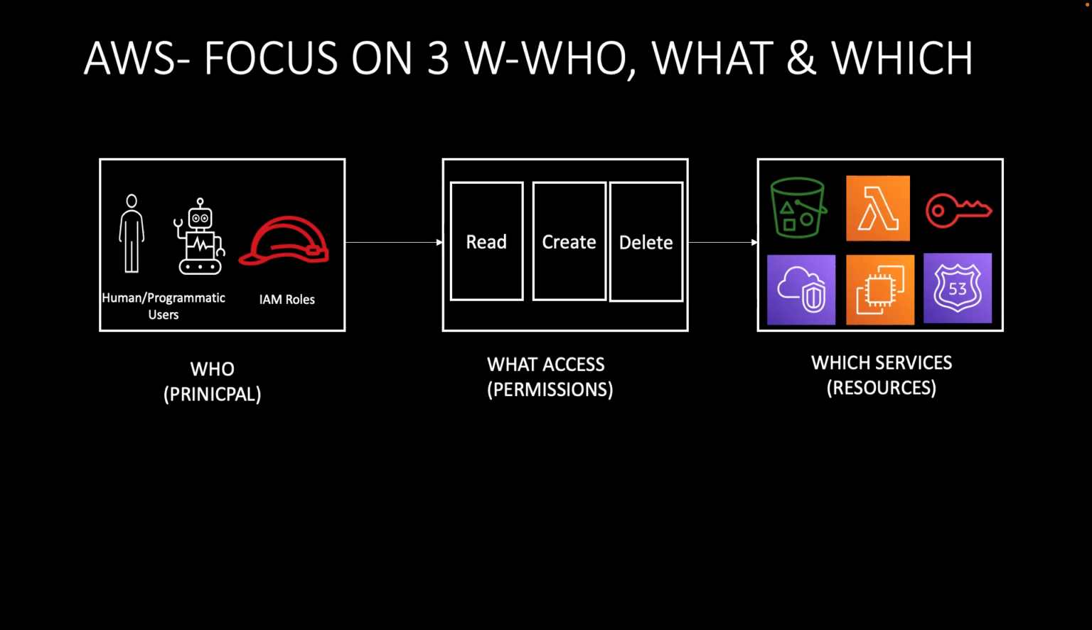What can be read, create, or delete permissions. As I mentioned earlier, AWS has more than 230 services, so you can define what services any AWS entity or principal has access to. Combining what and which, AWS calls it an IAM policy, and it is one of the most common policy types. Again, we will look into all the different policies within AWS in a future video.